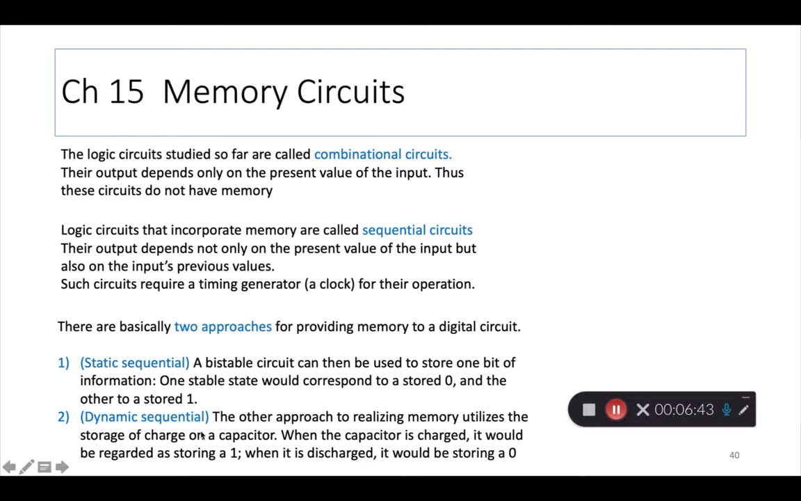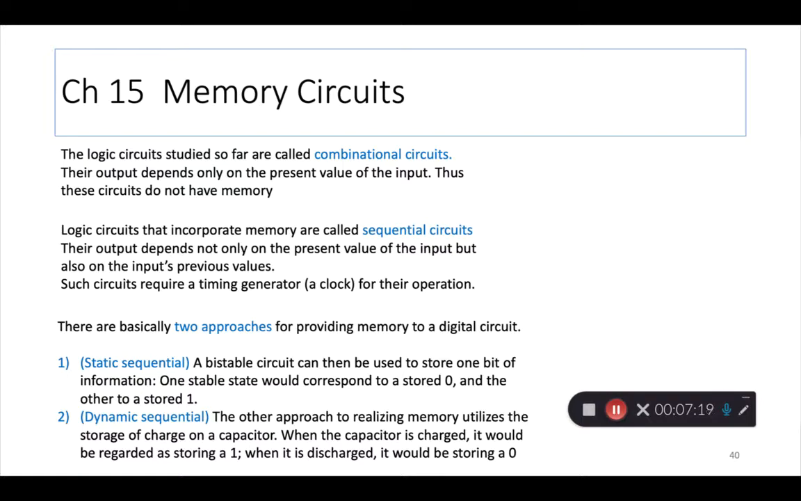Dynamic sequential is the other type of memory. So there's static sequential, and there's dynamic sequential. The other approach to realizing memory utilizes the storage of charge on a capacitor. We know that when a capacitor is charged, it has a certain voltage, and if it is charged to a certain value or above, we can say that represents a 1, a high.